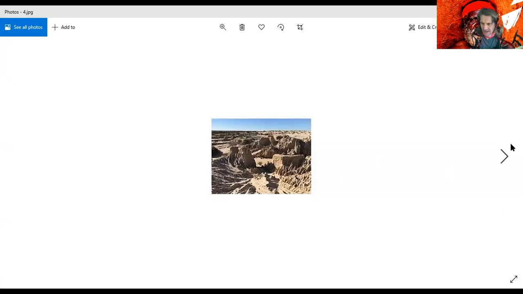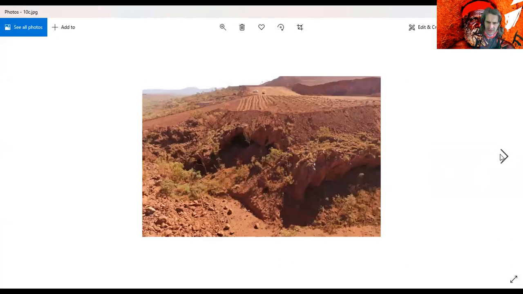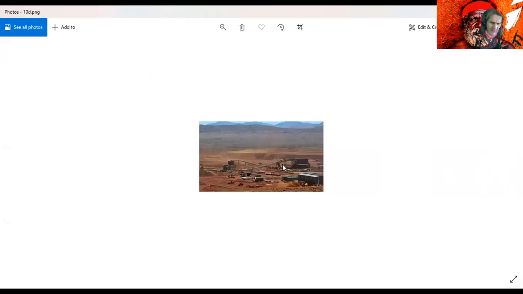What's going on at Rio Tinto? So all these wonderful images. That is what Rio Tinto looked like at the beginning of the year. It doesn't even look like this now because it's all been blown up. This is what the landscape looks like today. And Rio Tinto is a prime Aboriginal site.